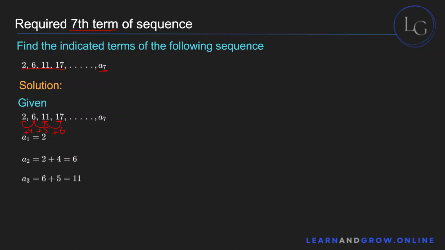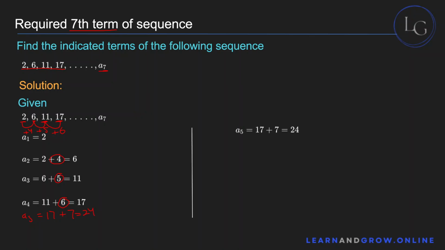And now you can see a pattern between these three, 4, 5, and 6. See this, A4 is 17, and that is 11 plus 6. So now you can see these numbers, 4, 5, 6. So obviously, A5 would be equal to 17 plus 4, 5, 6, 7. So it would be equal to 17 plus 7, and that would be equal to 24.